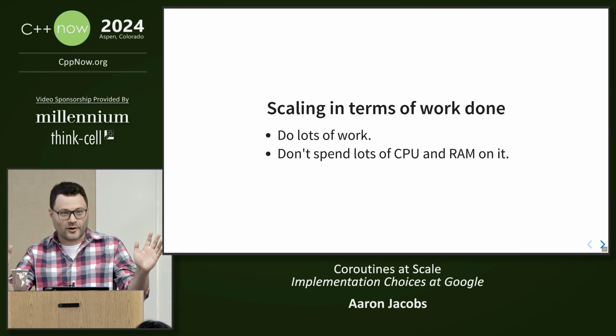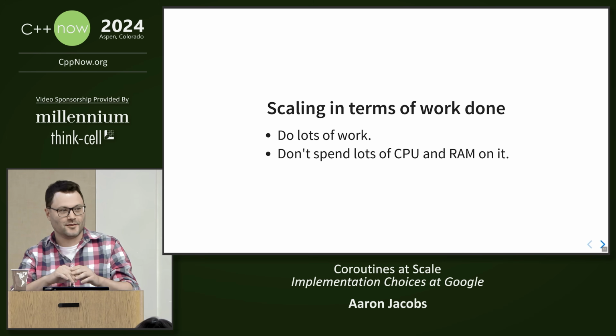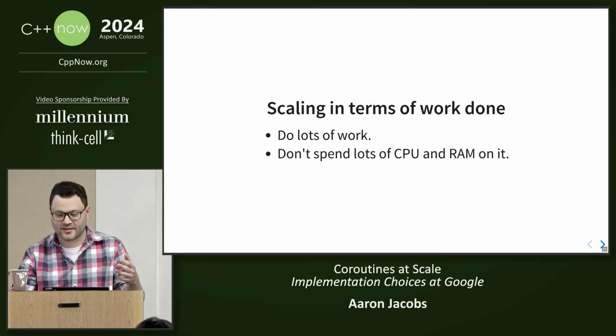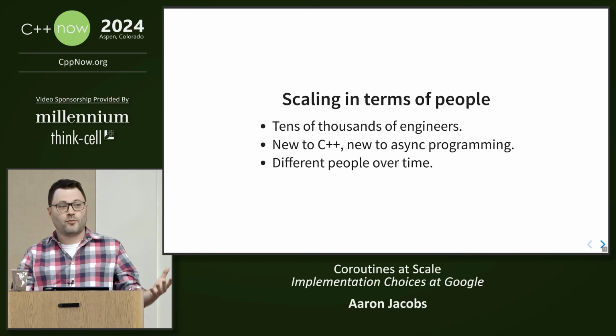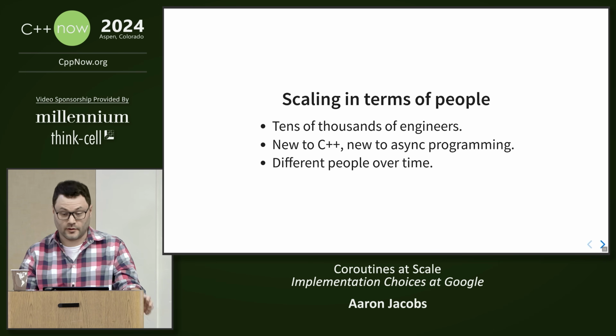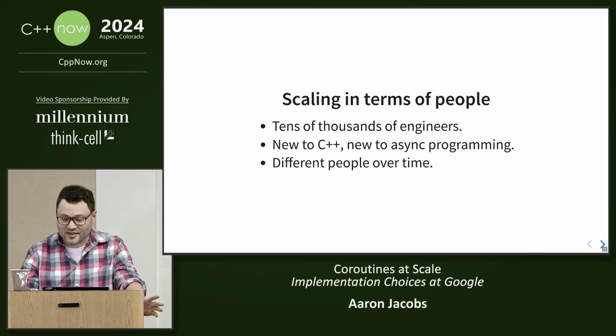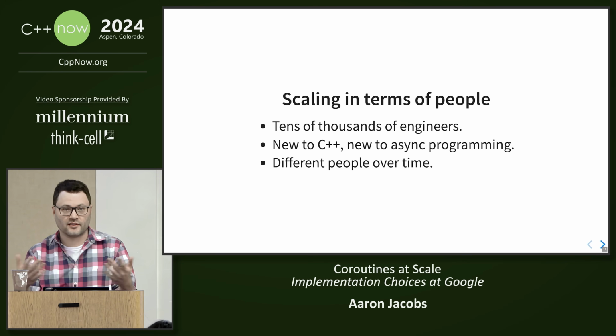You might think we're here to talk about resource efficiency, and that is an important aspect when you're doing billions of RPCs per second, but it's still just early days. We want to be able to deal with lots of traffic. But perhaps more important is scaling in terms of people. As I mentioned, Google has a lot of people. If this library is successful, it might be used by tens of thousands of engineers within Google over its lifetime.